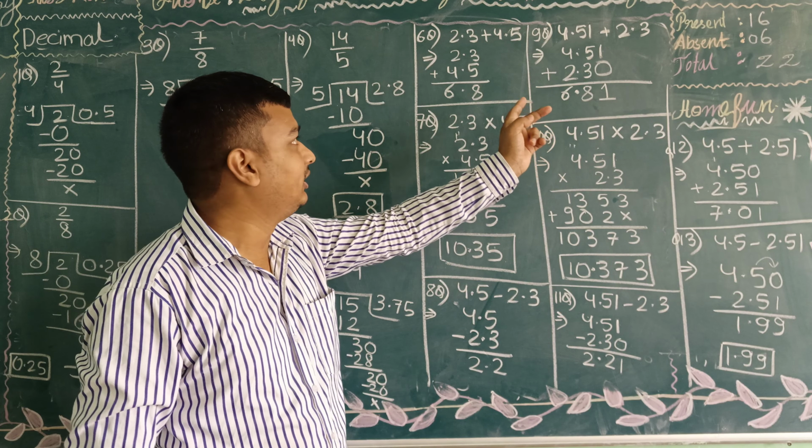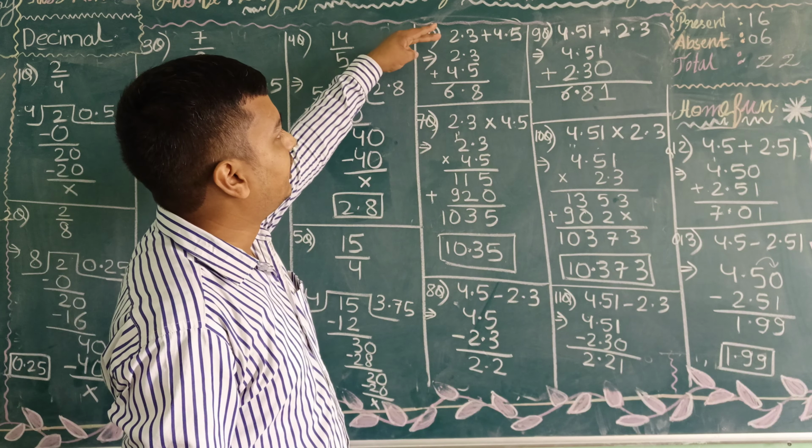Now the same, let us move to the next, that is 2.3. Now how to add decimals? 2.3 plus 4.5. Now what will I write?